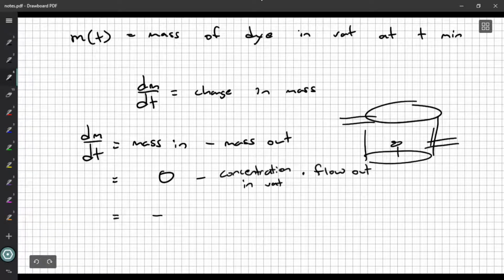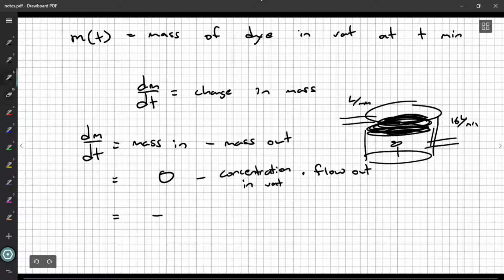So we'll have minus, now what's the concentration in the vat? Well, there's going to be 50 liters in the vat. It's 16 liters of water in, 16 liters of solution out. So the water level is not changing. If it was something like 20 liters in, then every minute we'd be gaining more and more water. We don't have that sort of situation. I mean, it's a perfectly good question, but that's not the one we're being asked about. So it's always going to be 50 liters at any time.